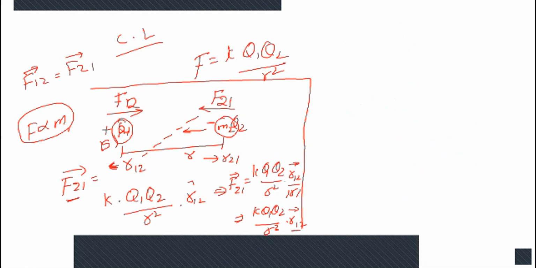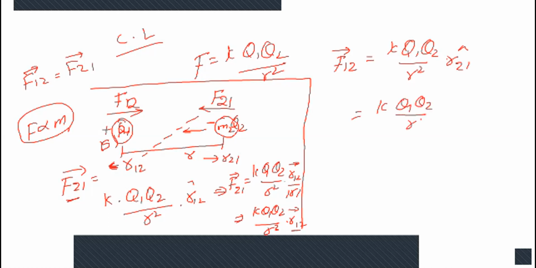Okay, so you'll see the relation F12. F12 vector is equal to K Q1 Q2 by R square into R21, in the R21 direction. So it's equal to K Q1 Q2 by R square. When I write it in vector form, with magnitude R, it is R21, which is equal to K Q1 Q2 by R cube into R. It is the 21 vector. So it is F12 vector. Remember this relation.